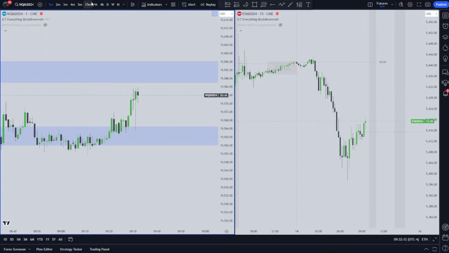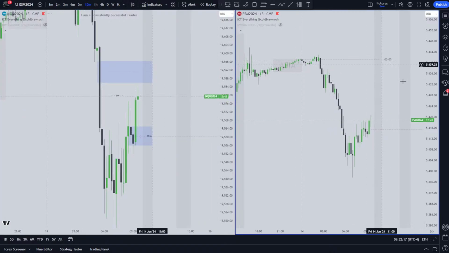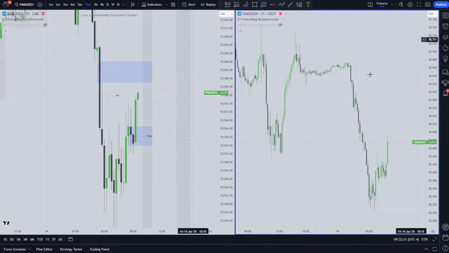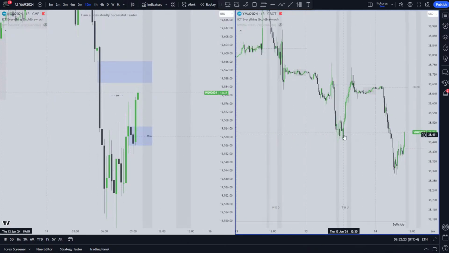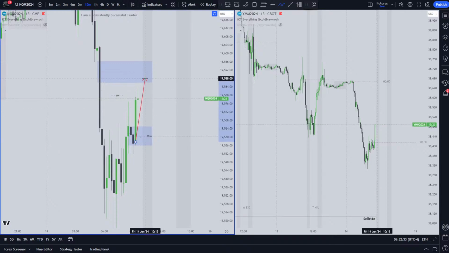Let's see. Let me check YM, because we always refer to the three futures, ES, YM, and NQ. By the way, you know why? Here's just a little tip about fair value gaps.